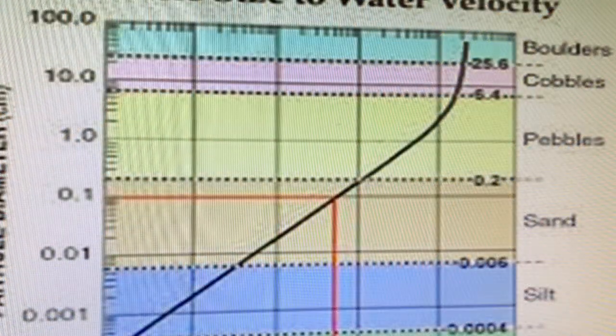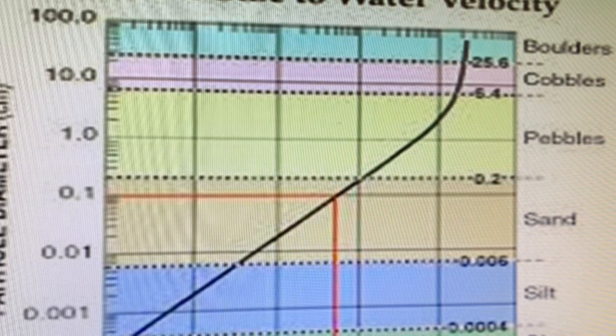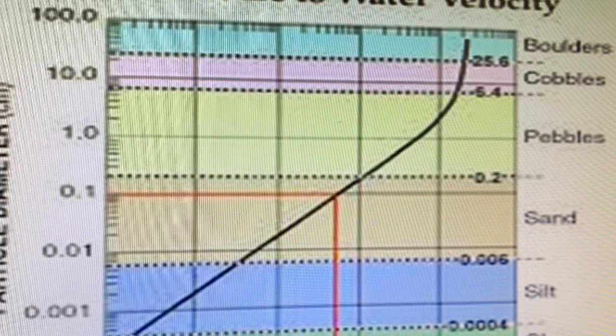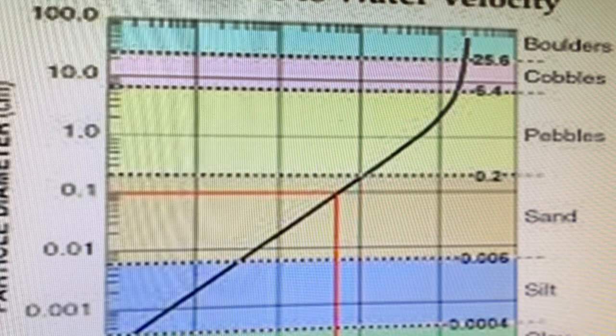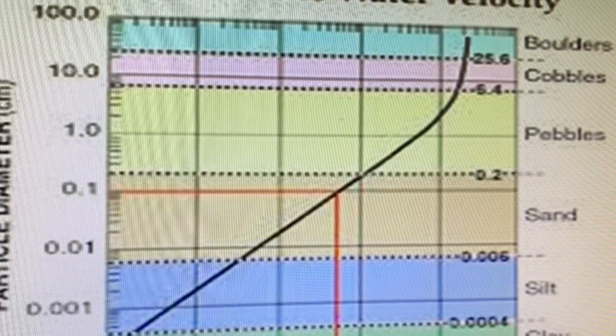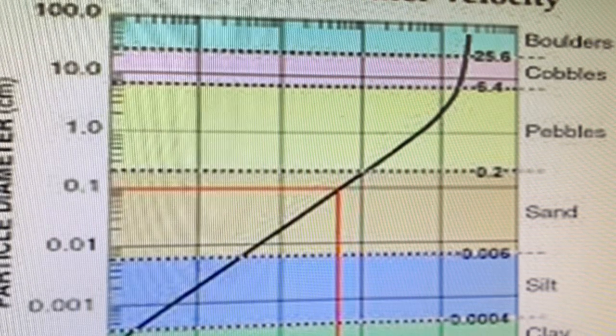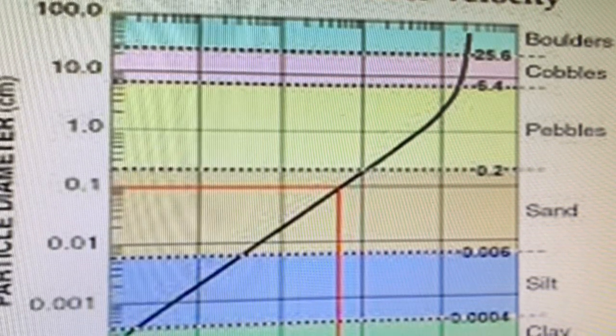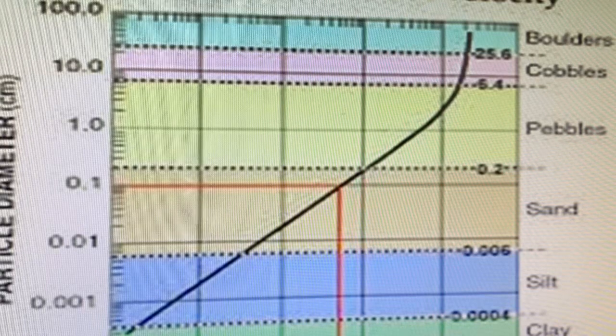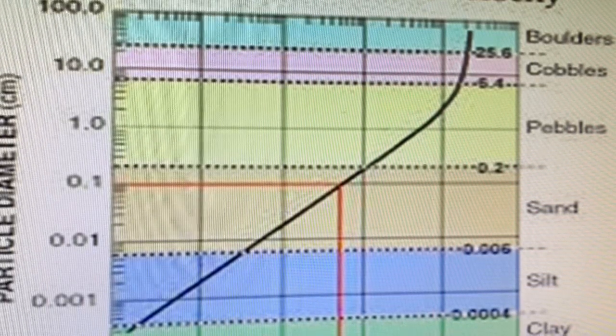Now, the chart that you're looking at right now is going to be really important. This chart shows the relationship of transported particle size to water velocity. We're going to use that later when we talk about weathering, but it is important that you know the size of the particles that you're talking about. This chart is located right next to the rock cycle chart, right above the igneous rock chart, so you should have your reference table open to that.